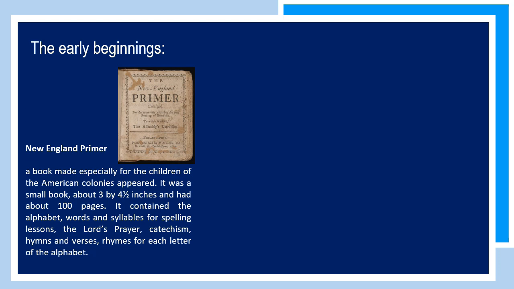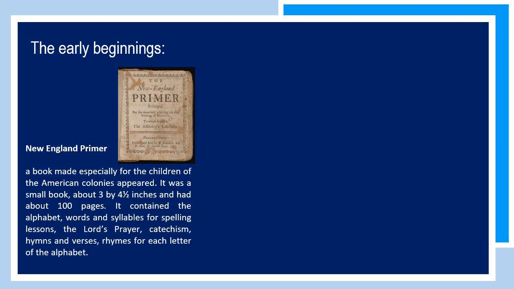So the New England Primer, which is the first primer book during this Puritan period, is made especially for the children of the American colonies. It was a small book, about 3 by 4.5 inches, and had about 100 pages. So this time, compared to chapbooks, which only had flyers, it is now really a book.